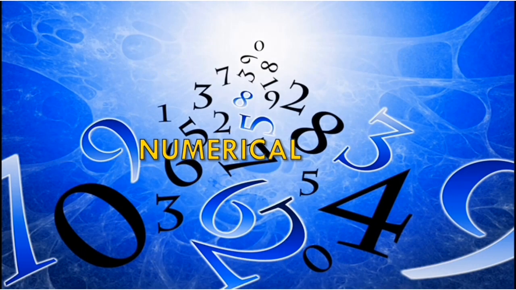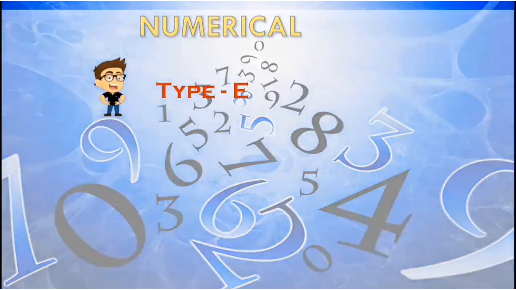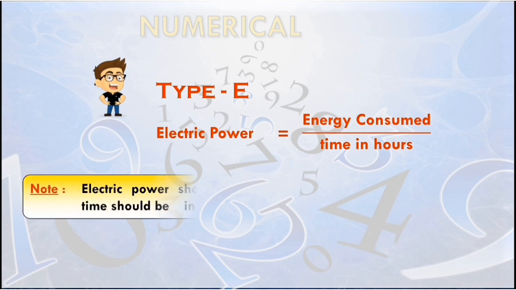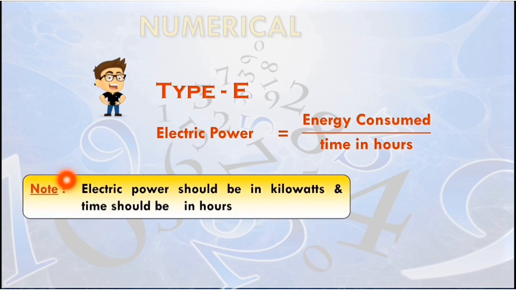Guys, now let's do some numericals of type E. So here we will use the formula electric power equal to energy consumed upon time in hours. Okay, now see here, electric power should be in kilowatts and the time should be in hours. Okay, so power has to be in kilowatts and time has to be in hours.